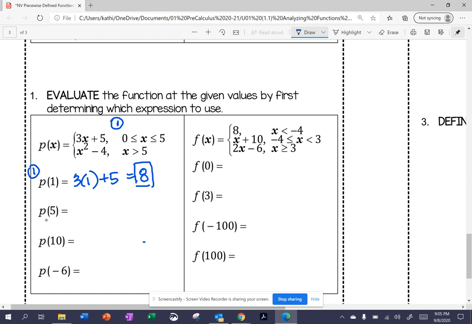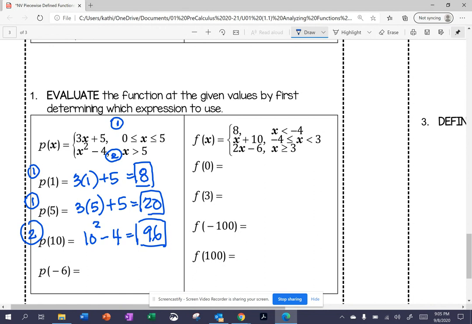Where x equals 5, I'm going to put that in the first interval because this is less than or equal to 5. So I'm again using the first equation. 3 times 5 is 15, plus 5 is 20. P at 10, I would be using the second interval, so I'm going to substitute into the second equation. That is 10 squared, which is 100, minus 4 is 96. And P at negative 6 is not in either interval, so I would say this is undefined.